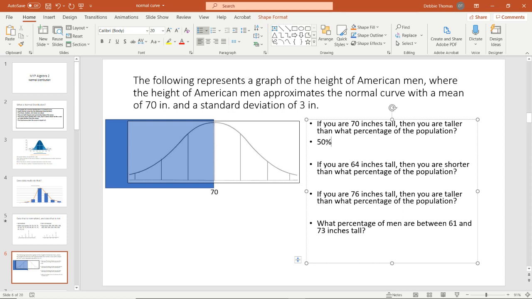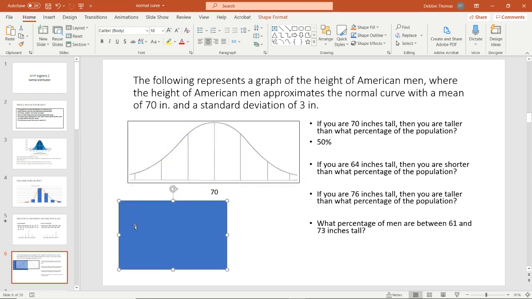So if you are 70 inches tall, do the math on that one, not quite 6 foot, okay? You are taller than 50% of the population of American men. All right, if you are 64 inches tall, 5'4" guys, then you are shorter than what percentage of the population? So we need to figure out where 64 is.